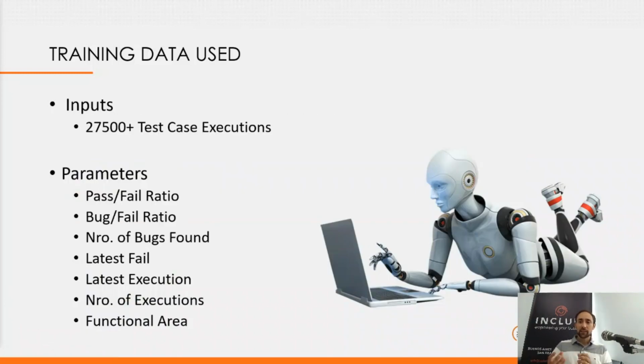This is the data that I used to train my algorithm: more than 27,000 test case executions. The features that I found were pass-fail ratio, back-fail ratio, number of bugs found, latest failures, when the execution was, number of executions, and the functional area for each test case. These are examples, and you can identify more features if you think they are important.